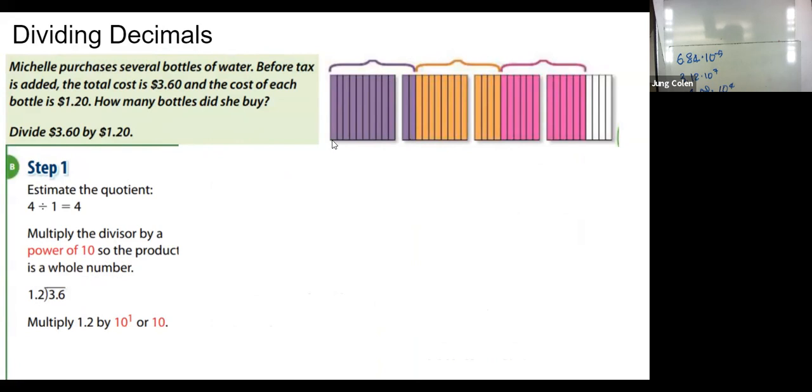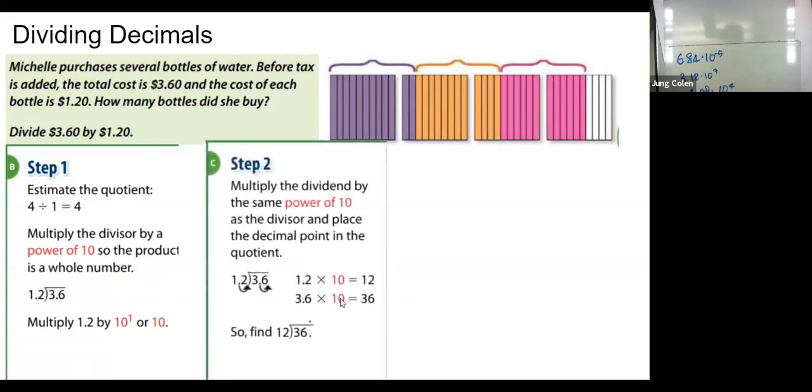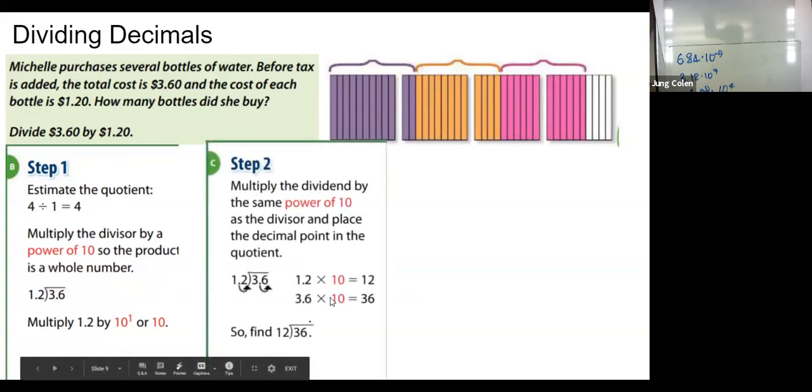Going back to this model, instead of counting this as 3.6, it was easier for us to look at this whole thing as 10, 20, 36. 36 divided by 12, right? That was easier. So we can change the decimal to a whole number. It's so much easier. So we're trying to do that, okay? That's what I'm saying here.